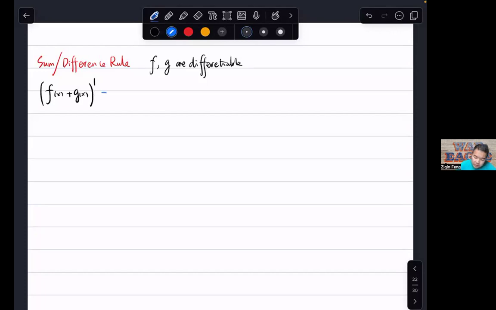If you don't have any rules yet, apply our definition. This is the same as f of x plus h plus g of x plus h minus f of x plus g of x, over h. By our assumption, f prime and g prime exist, and we know the definition of f prime and g prime.